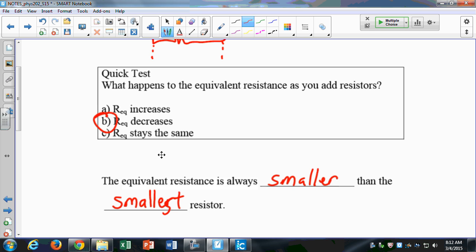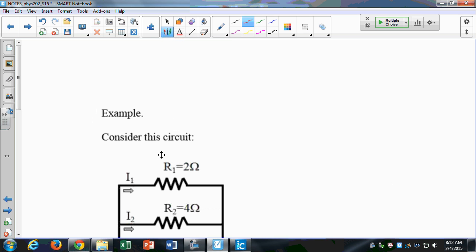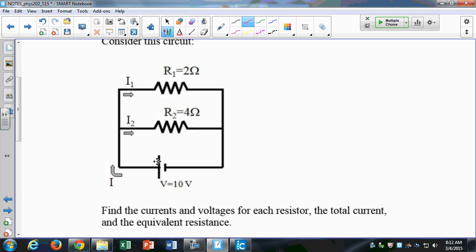Let's do an example. These are pretty straightforward. Here I have a circuit with two resistors in parallel. I just want to know the current and the voltage across each of the resistors, and then also the total current. These are in parallel, so what's the voltage here? That's right. Resistors in parallel have the same voltage, 10 volts and 10 volts. So now you can also find the current here and here, and then you can also find the current here.